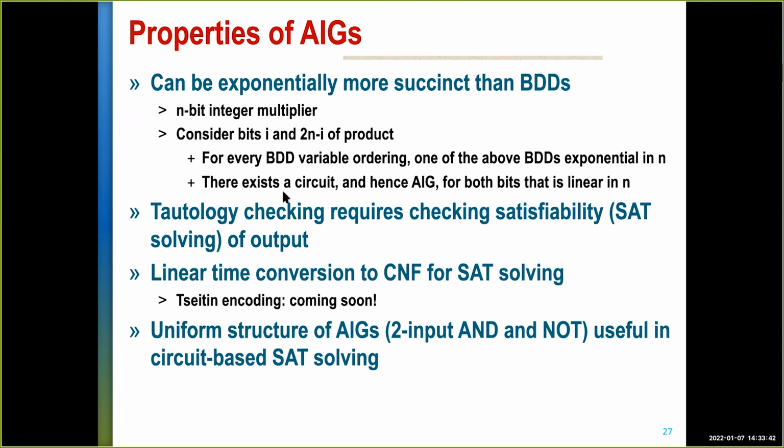But now, the price that we are paying is with tautology checking or satisfiability checking. There, I could just look at the BDD and say whether it is satisfiable, whether it's a tautology, whether it's unsatisfiable. Here, I can't do that. Why? Because this is not a canonical representation. If it was a canonical representation, I could have done that. But since it is not, I really will have to check satisfiability of the function represented by the output of the AIG.